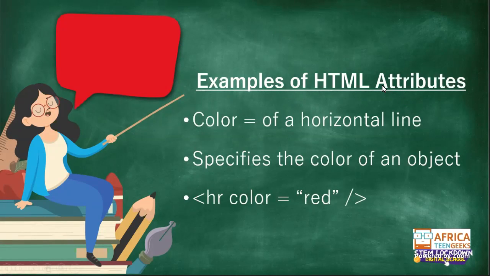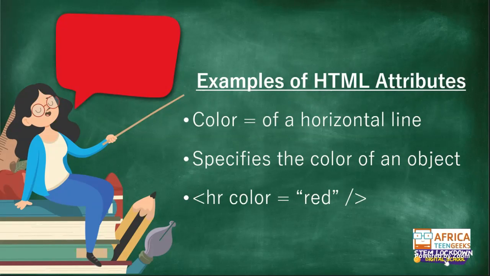Okay, another attribute that we have over here is color. Now, the color will specify the color of an object. It's important to note over here that we got a few different attributes that deal with color. The first one that we had a look at was background color. Background color changes the entire background of the website.